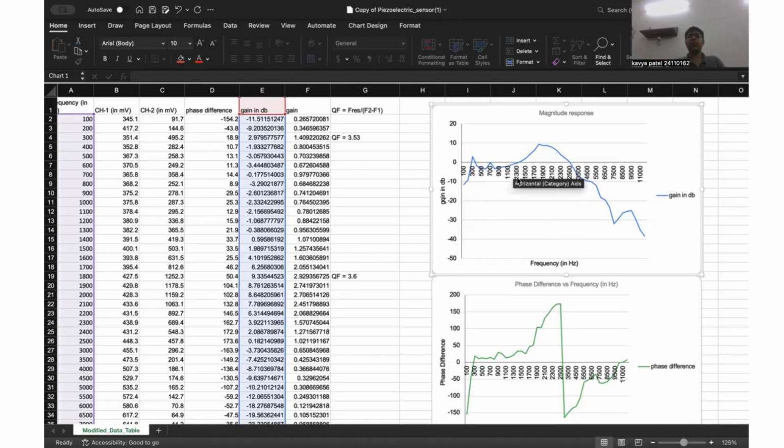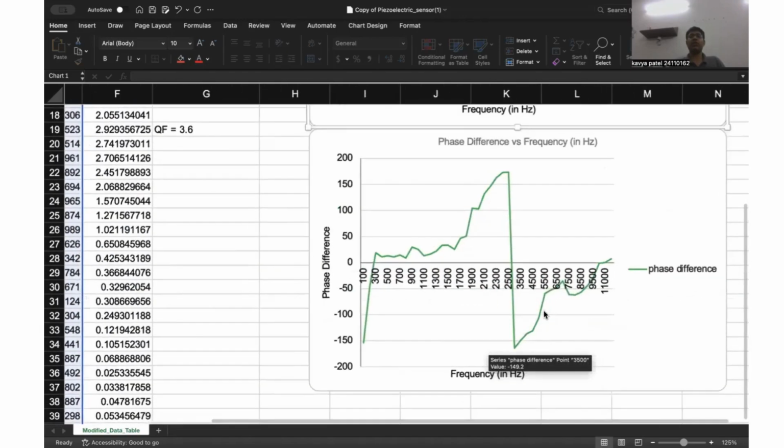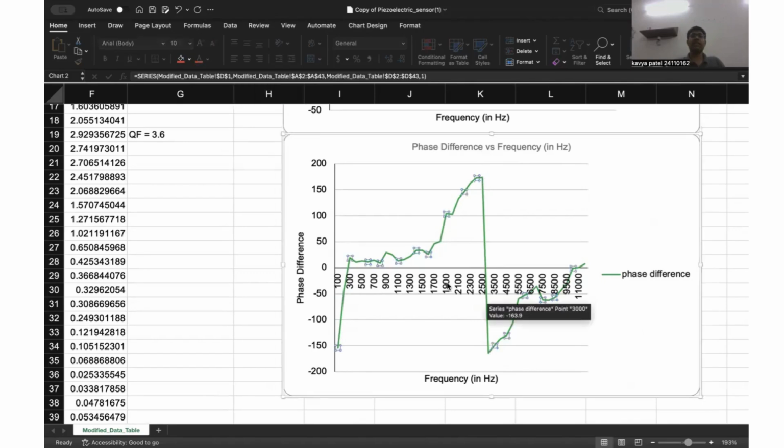Phase response. Now moving to the phase response below. The phase response tells us how the output signal is shifted relative to the input signal at different frequencies. At resonance, we typically observe a sharp phase change. This is due to the sensor reacting to its natural vibration. The x-axis represents frequency and the y-axis represents phase difference in degrees.